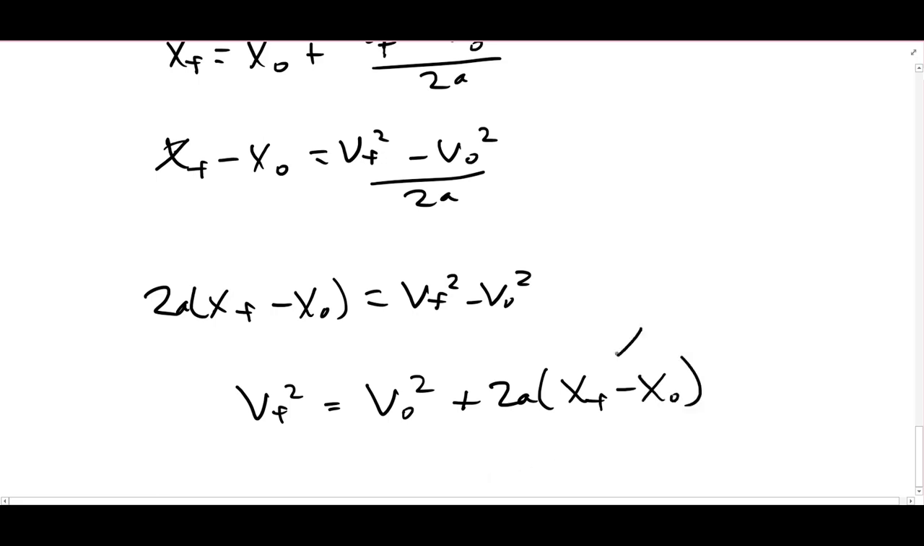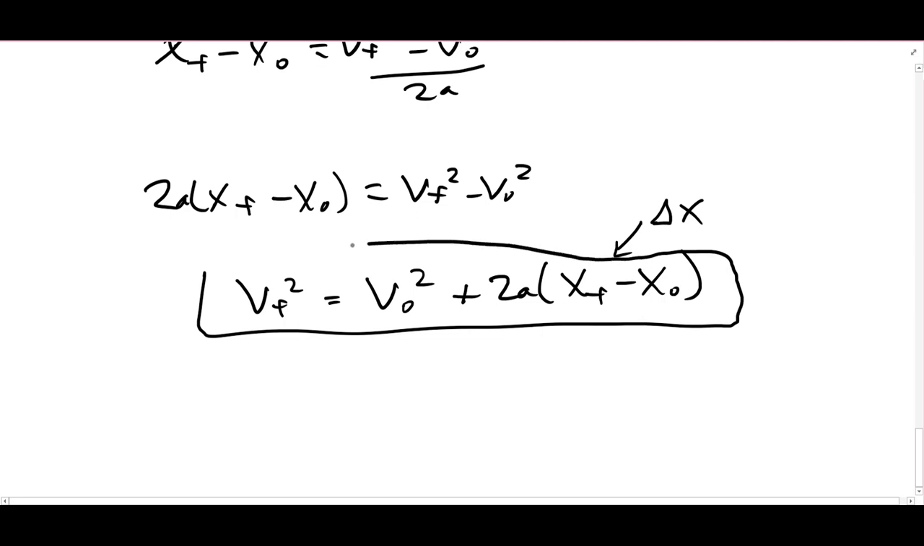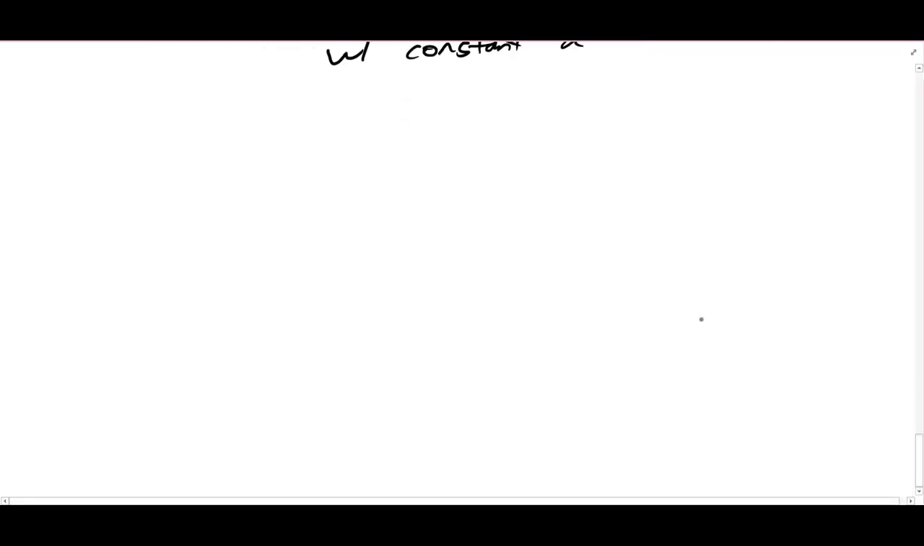You may also just see this as delta x or whatever. And this is our equation 5. Okay. And this is also with constant a, just as a reminder. So these are all constant acceleration.